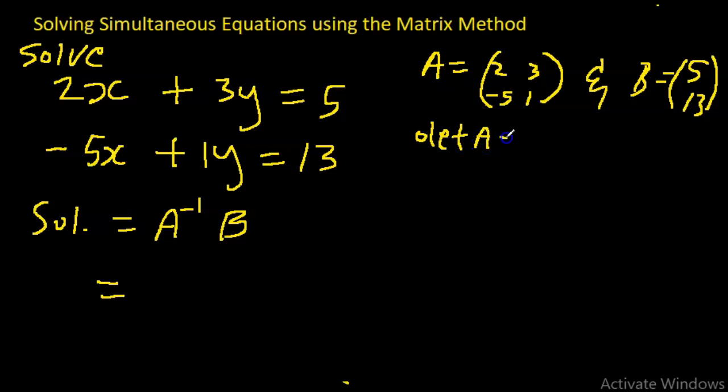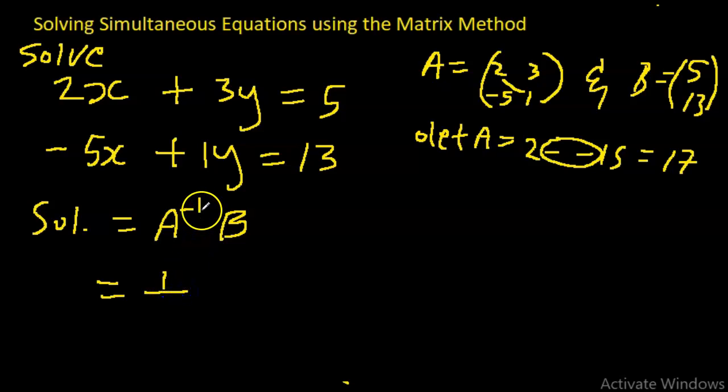Determinant of A, so it's 1 times 2, that's 2. Take away negative 5 times 3, so that's negative 15. And that is 17, good? So the determinant of A is 17, double negative gives us a plus, so 2 plus 15. The inverse of any matrix is 1 over the determinant, so it's 1 over 17 times the adjoint of A.